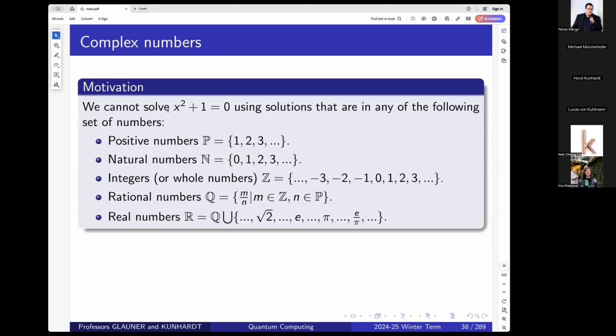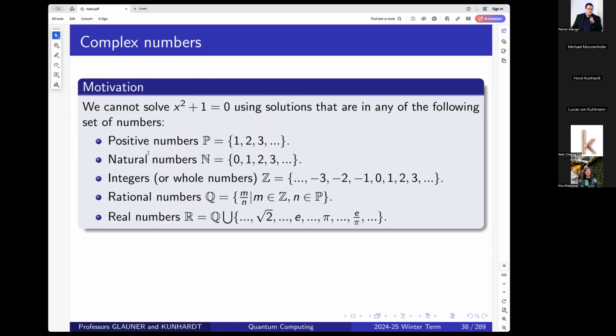If you have an equation like x squared plus 1 is 0, that's something we cannot solve with the set of numbers we have seen so far, because if you plug in, say, a positive number or a negative number and you square it, this will not be negative anymore. And then if you have something that is 0 or positive plus 1, this cannot be 0.